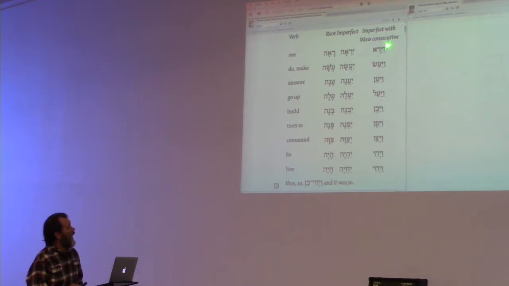So then we add the Vav conversive, and now it goes back to... and the yod, recognizing that yod right there stands for the imperfect form, the third person masculine singular, and it's going to go back to the perfect form when you add the Vav conversive, and now it's "and he saw." Are you with me? I think I got that right this time.